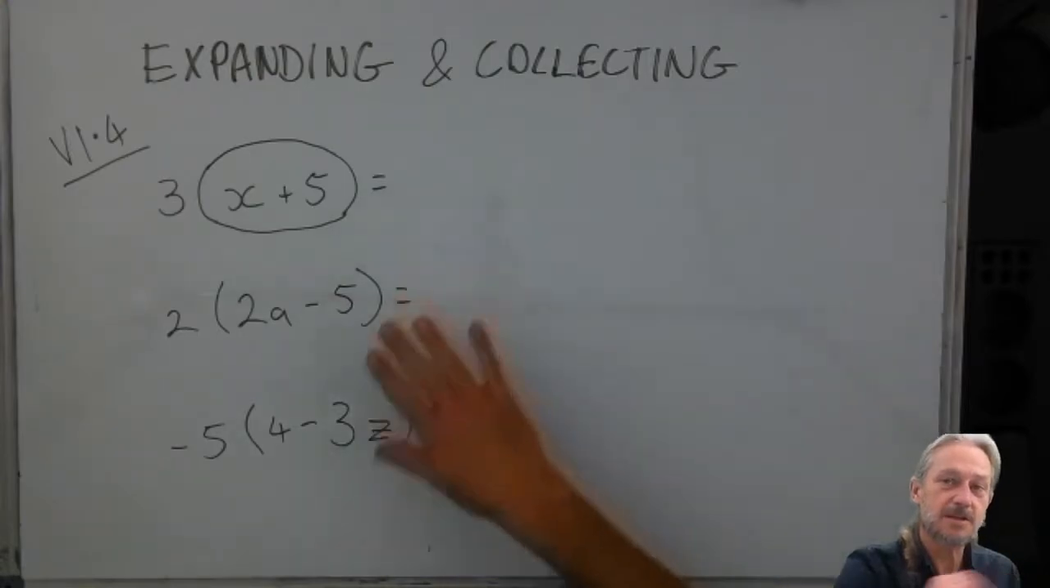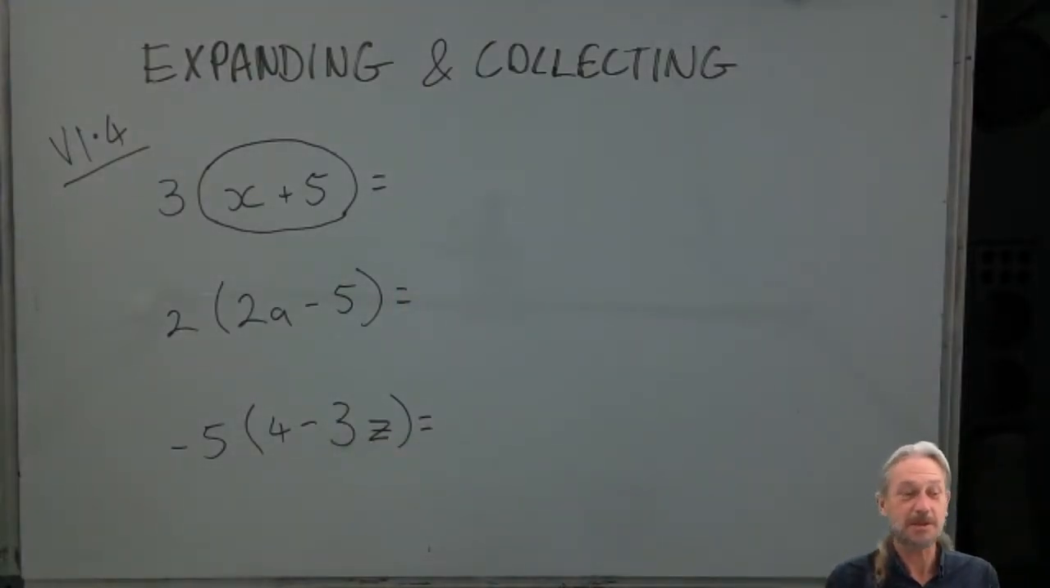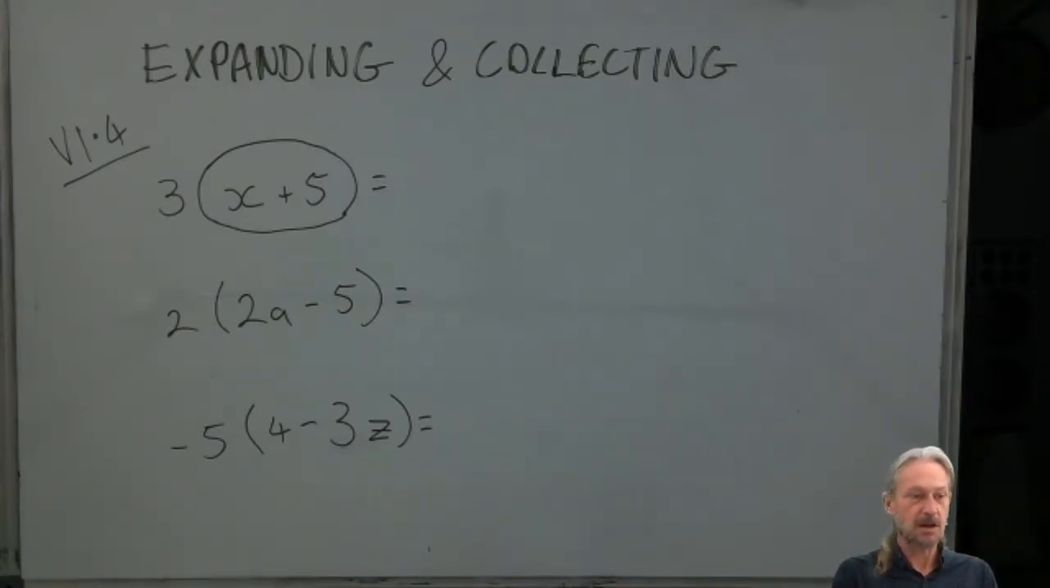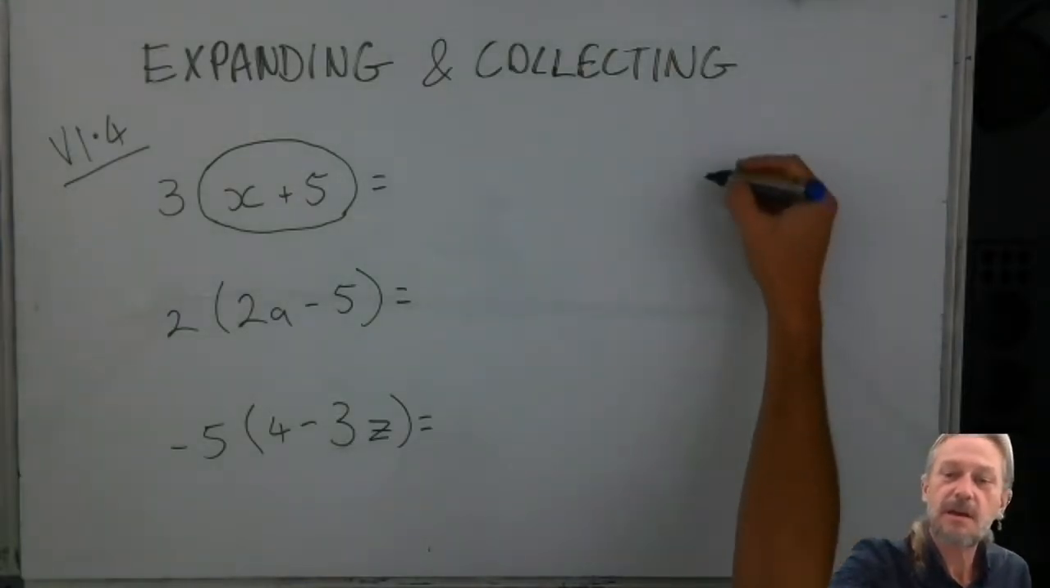But when we get to collecting, we're talking about collecting like terms. The letters will come into it. It'll be slightly more important. Okay, so anything inside brackets, I want you to think of as just a single number, but it's been split into two.